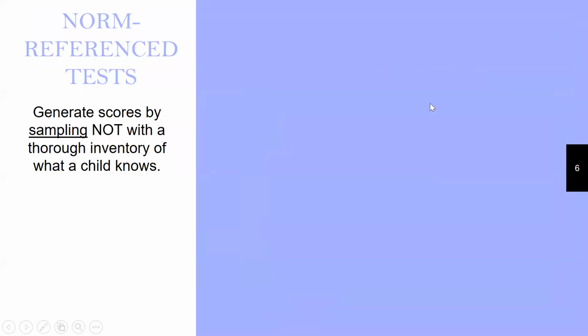Now, norm reference tests generate scores by a sampling. So they're not going to get a thorough inventory of what a child knows. So the test designers have carefully crafted test questions that are going to illuminate performance differences between our high and low achievers. What they do is they assess a generalized sample of a specific skill.